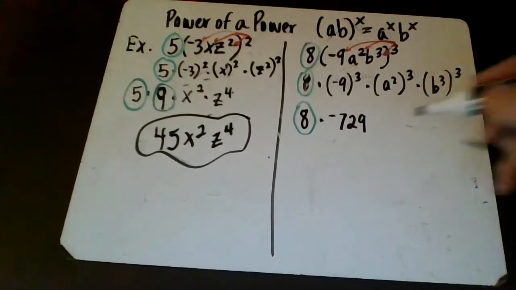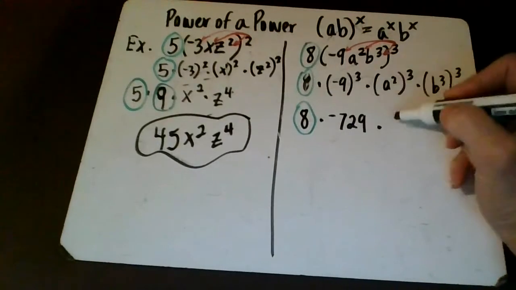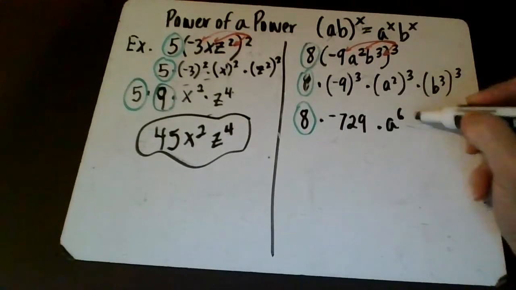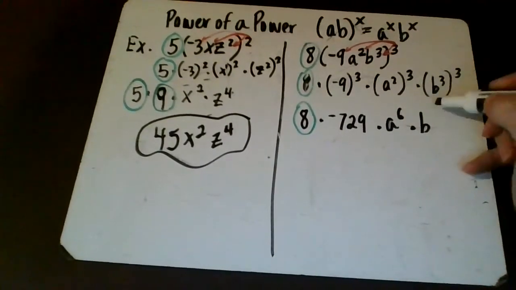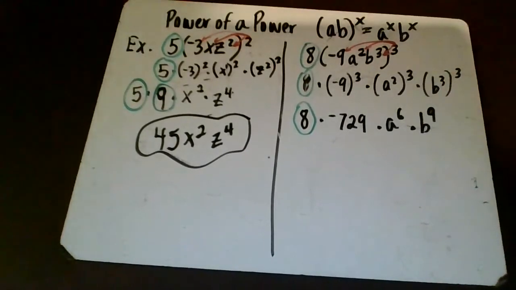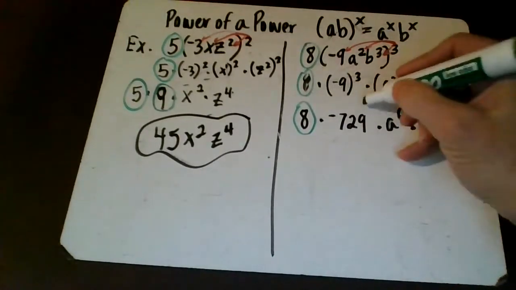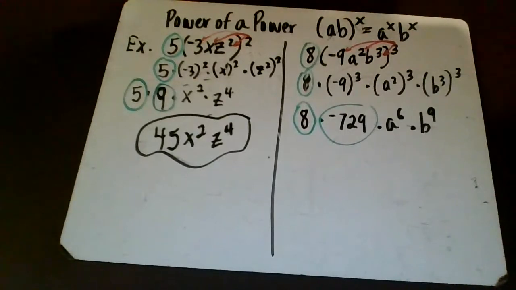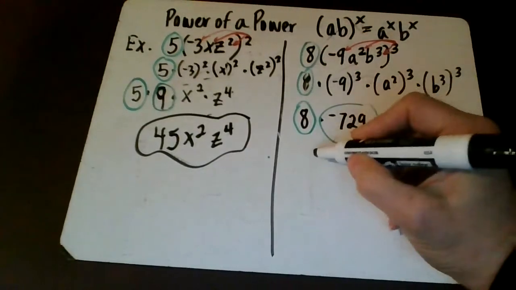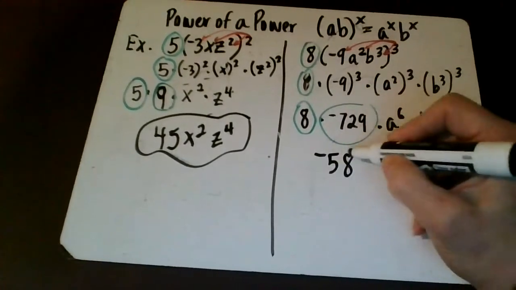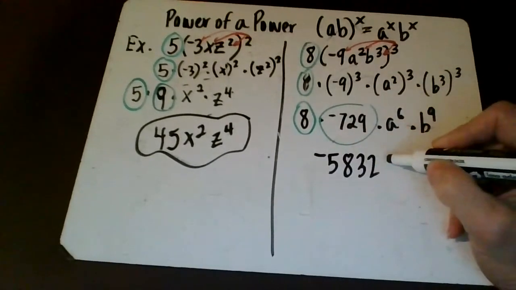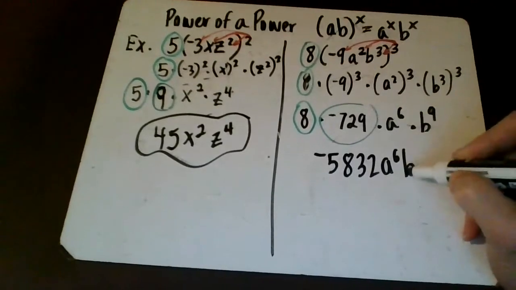And then times, keep the base the same, multiply 3 times 2, which is 6. Keep the base the same, multiply 3 times 3, which is 9. Now you're going to take and simplify. So we have 8 times -729, which is a large number. That's -5,832. a to the 6th, b to the 9th.